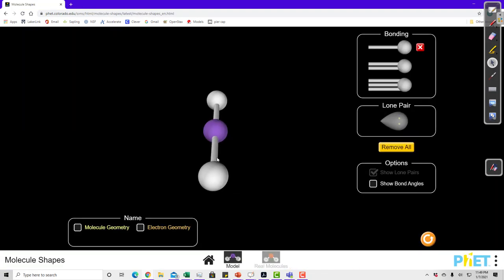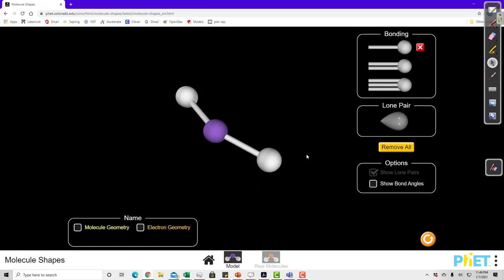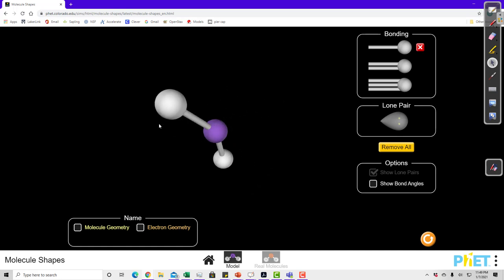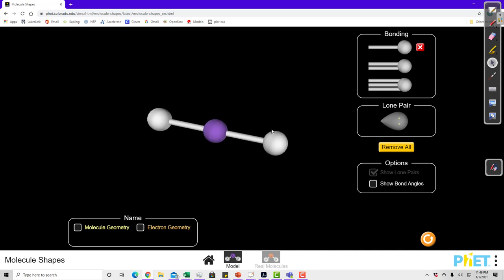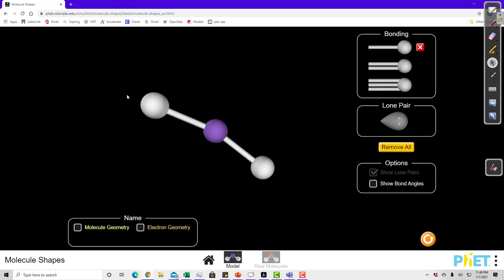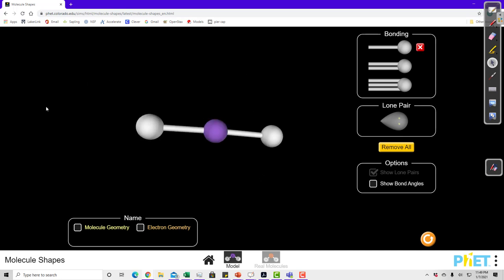So here's what it does. I have this molecule. I can try these. You can see that I'm trying to move this bond closer to the other one. And what's happening is it's pushing the other one away because these bonds are repelling each other because they're made of negative electrons. So I try to push it away, I try to get it closer, and I can't get them any closer because the electrons are repelling.